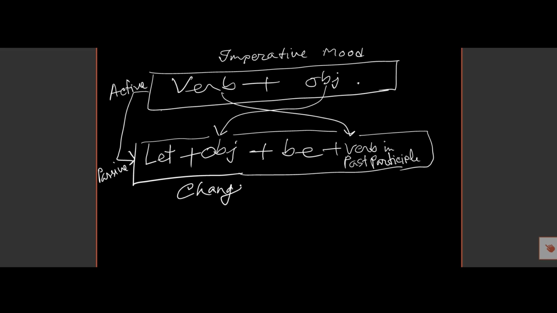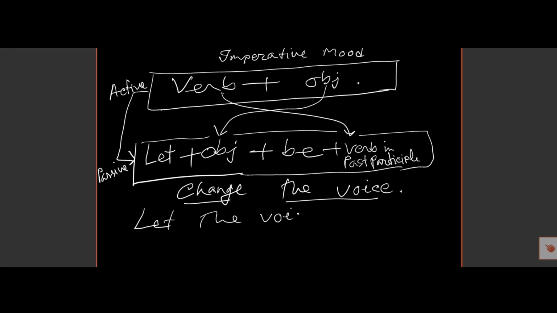Change the voice. So this is verb and this is object. This is active voice, and this sentence begins with verb. So we must begin the passive voice with let, and the voice is the object. So object will be here. Let the voice, and there will be be, and change will be in the past participle form, changed. Let the voice be changed.